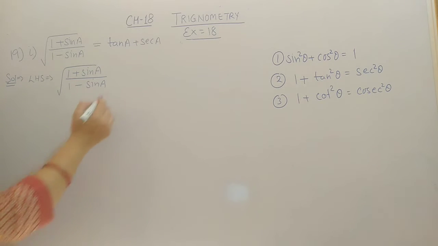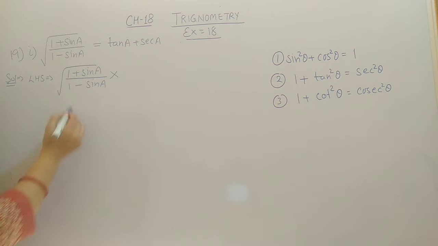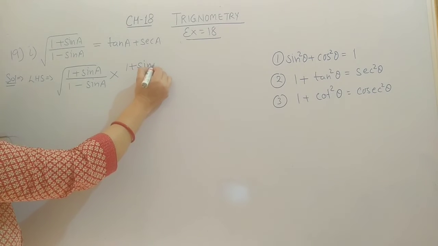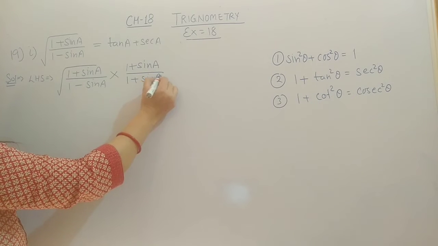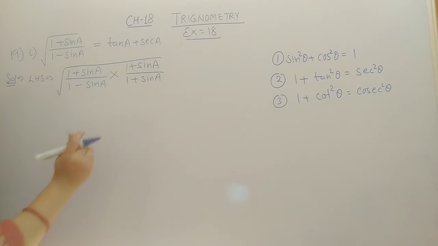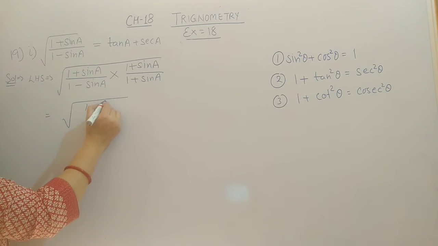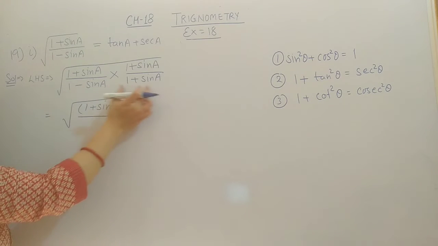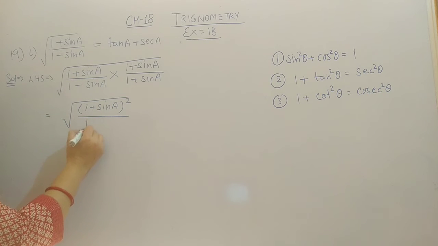So in this case we will multiply numerator and denominator with the same number, but here we will change the symbol. Here it is 1 minus sin A, so we will multiply numerator and denominator with 1 plus sin A. Now this numerator will become (1 plus sin A) whole square, and the denominator is (1 minus sin A)(1 plus sin A), that is (A plus B)(A minus B), which is equal to A square minus B square.